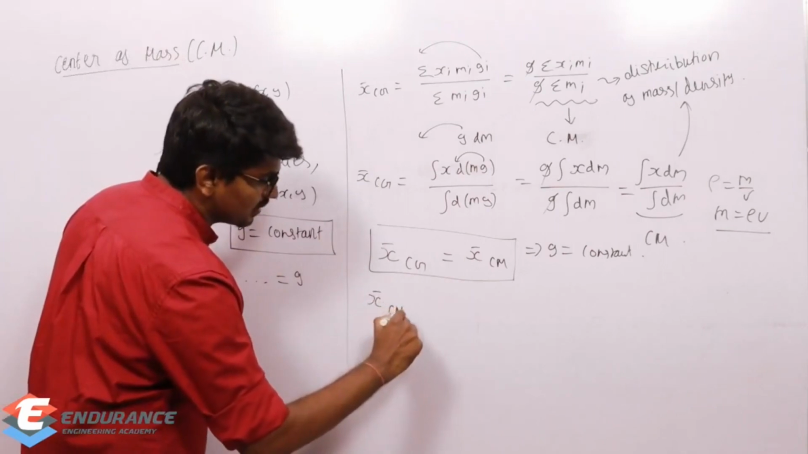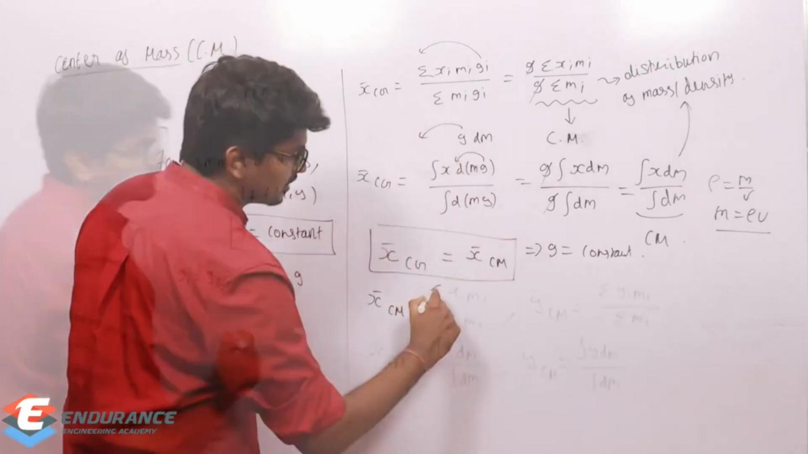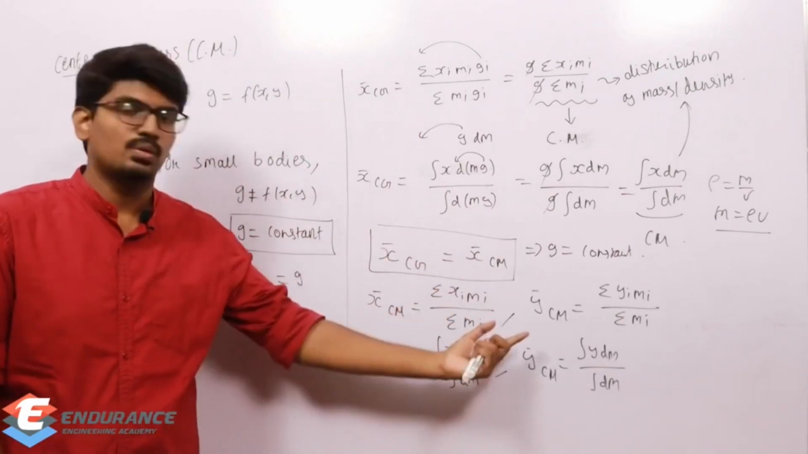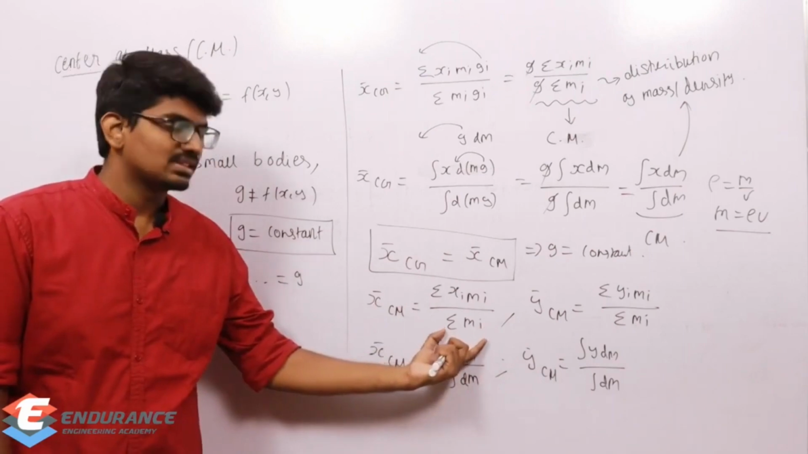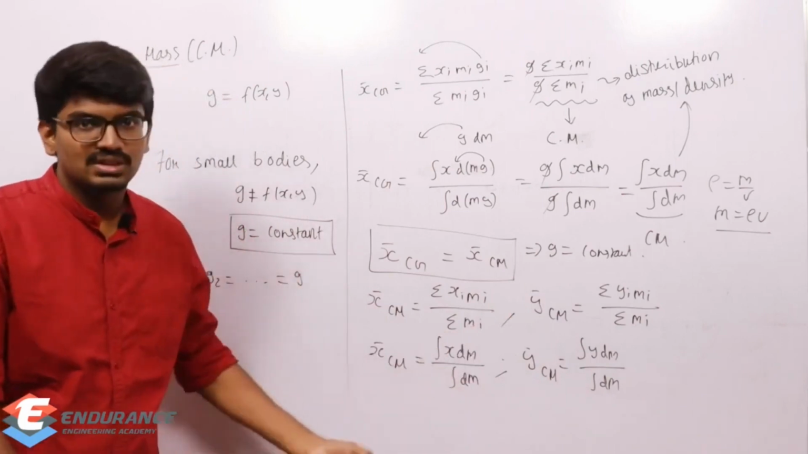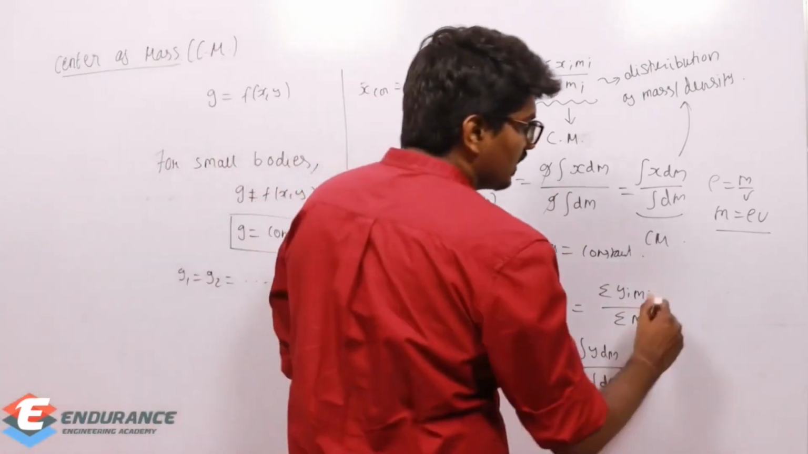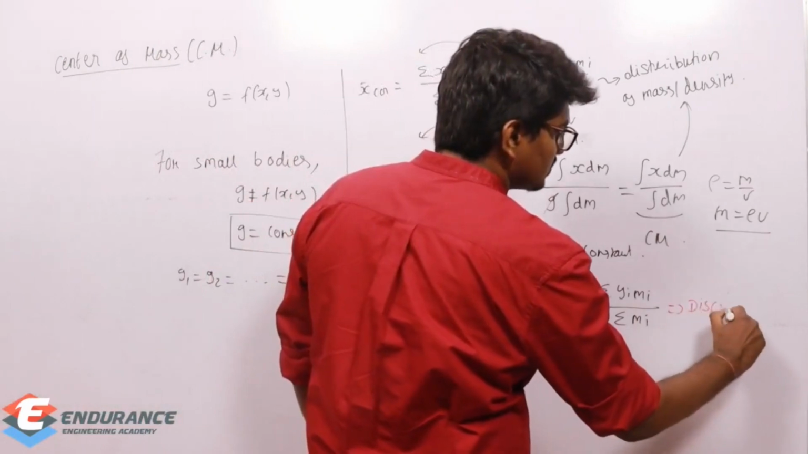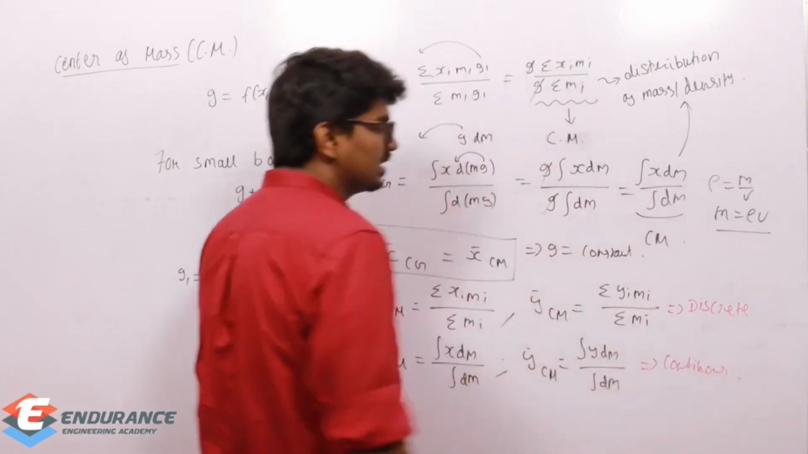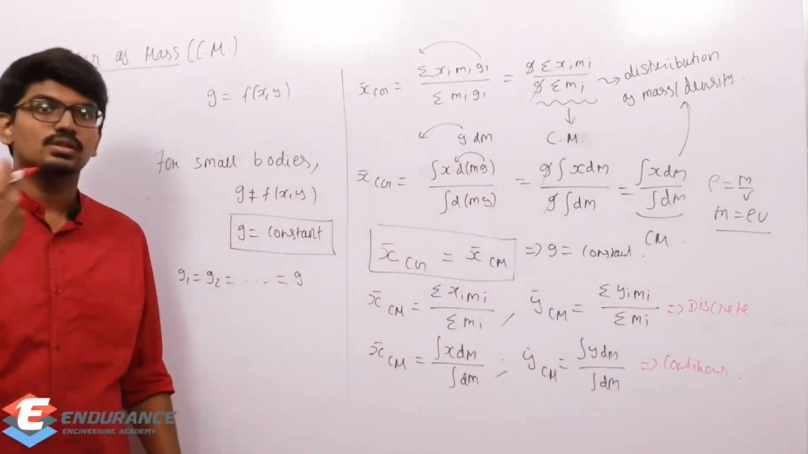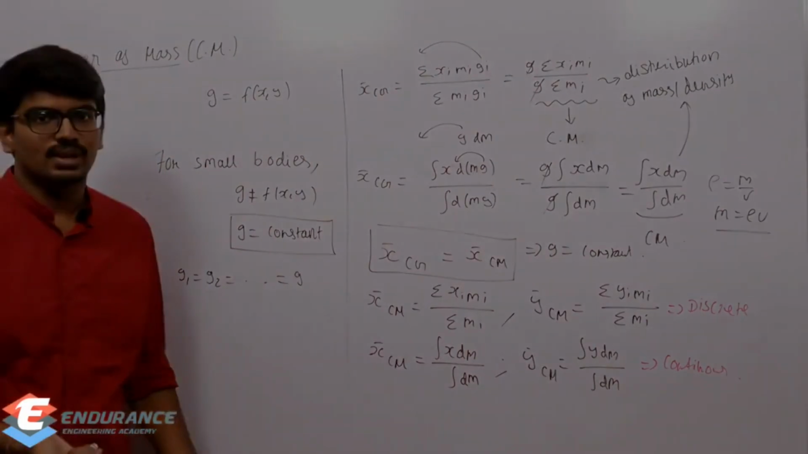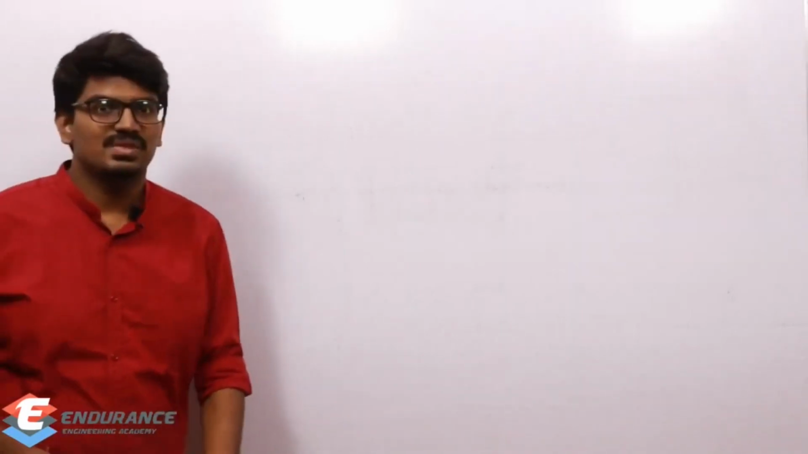X bar cm is equal to, for a discrete system, this is what we will get. Center of mass x bar cm comma y bar cm will be summation of xi mi by summation of mi, and summation of yi mi by summation of mi, and here it is integration because it is a continuous system. So this is for discrete and this is for continuous. Finally we will compare the center of gravity and center of mass, and we will also compare centroid after understanding centroid now.